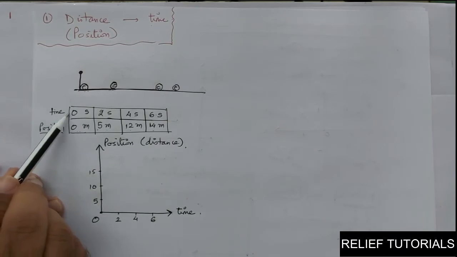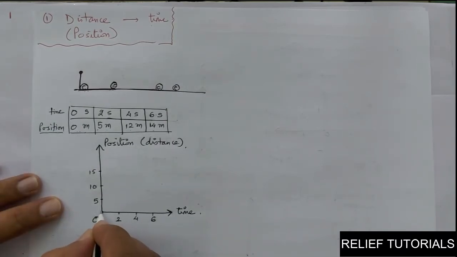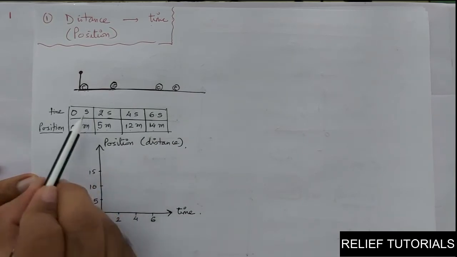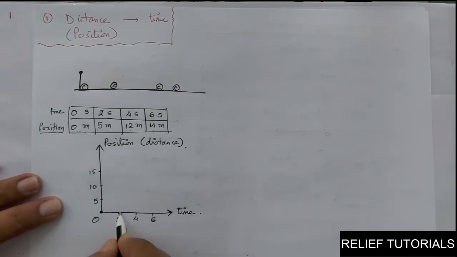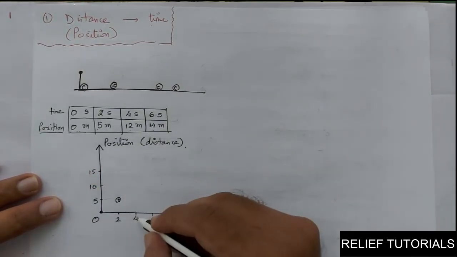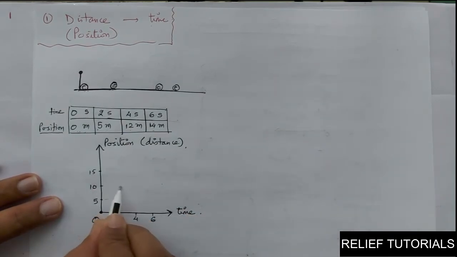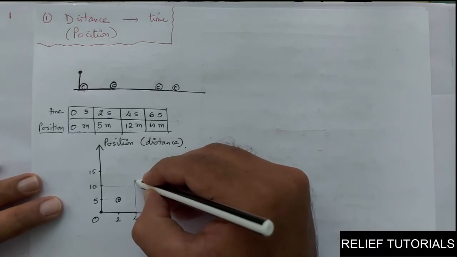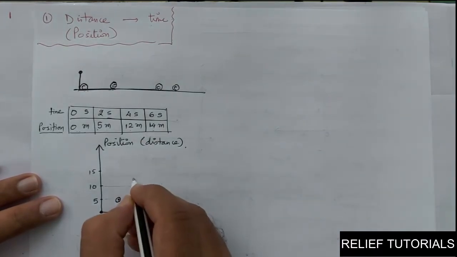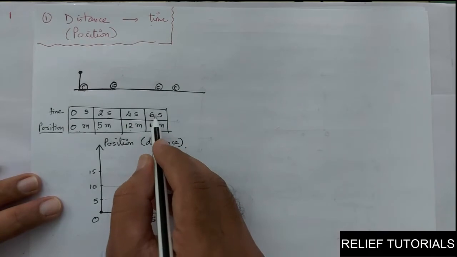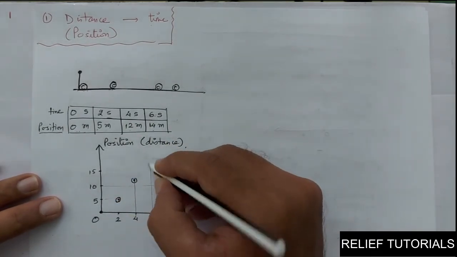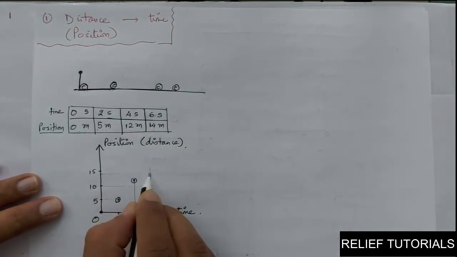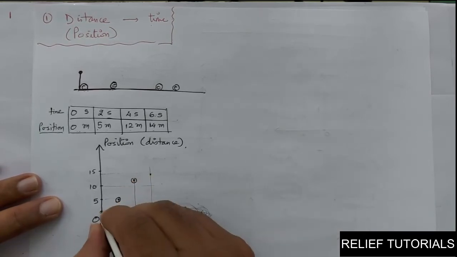First observation is 0, 0. So here is 0, 0. Then it is time 2 and position 5. So time 2 and position 5. So I think the point is here. Then 4, 12. So it is 4, 12. And then 6, 14. Let us say here.